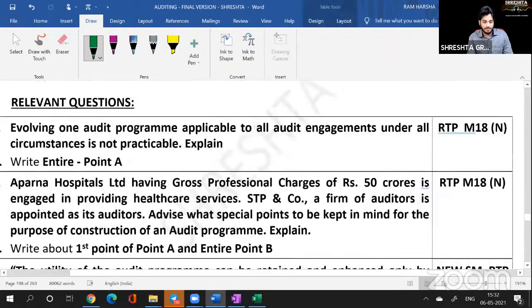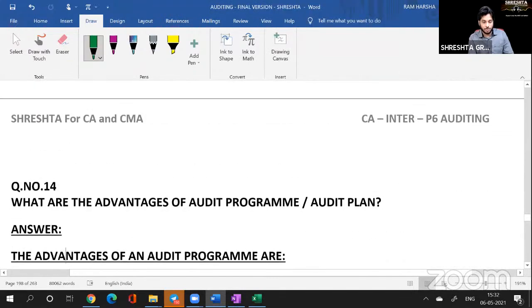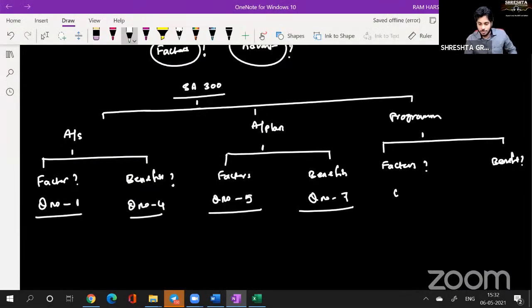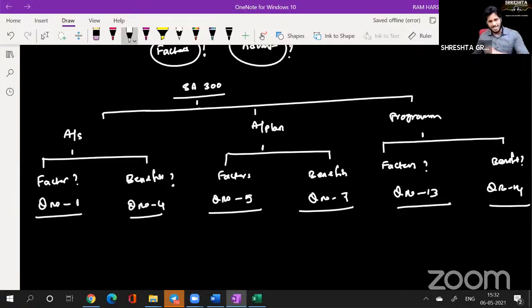Benefits are also there in the next question. Advantages of a program, 14th question. So question number 13 and question number 14. Simply tell me what points you consider while developing, whether it is strategy, plan or program.